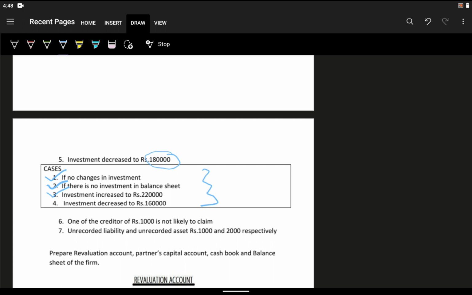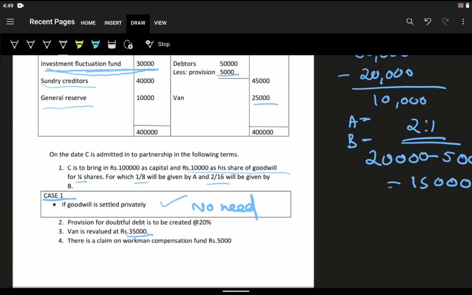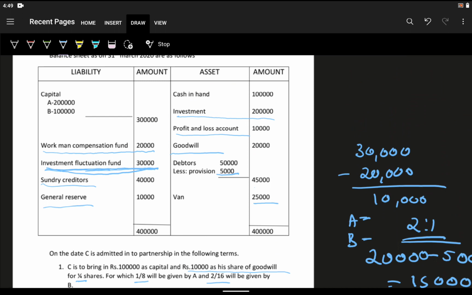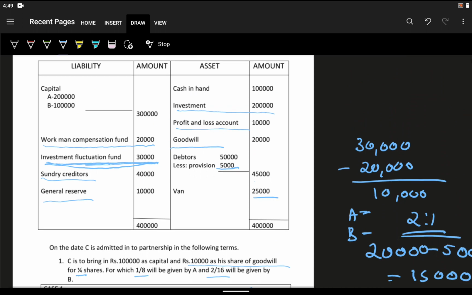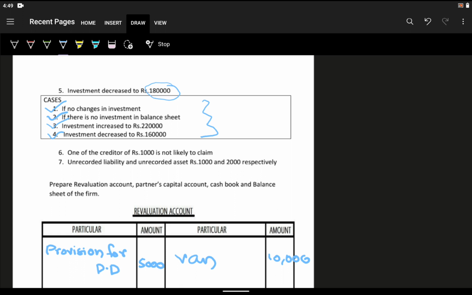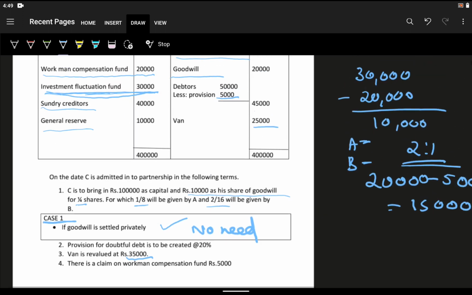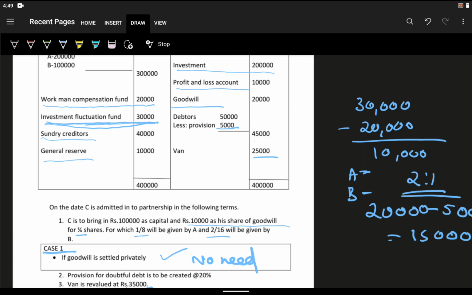Okay. Now the fourth case is investment decreased to rupees 1,60,000. That means what? It decreased more than the reserve, that means fluctuation fund decreased to 1,60,000. What is this condition? Investment decreased up to 1,60,000. We have only 30,000 in investment fluctuation fund. So 10,000 again extra decreased.